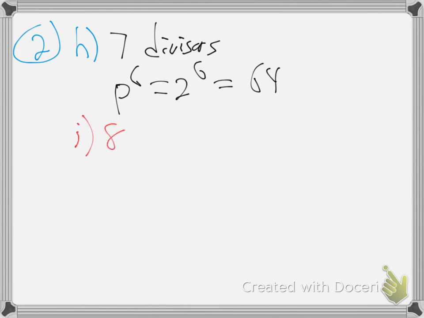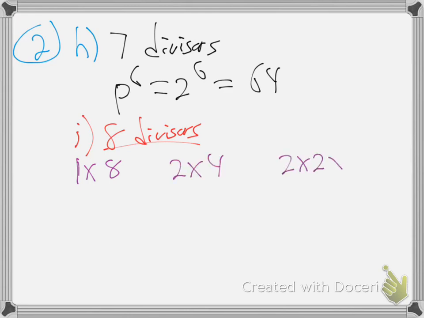But I says 8 divisors. Yeah, I'm going to wrap with this one and then look at that other one really quick. 8 divisors. How many ways are there to make the number 8? Let me just write them out. There's 1 times 8, of course. What else? 2 times 4 and 2 times 2 times 2. There's 3 different models here. This will be any prime to the 7th.